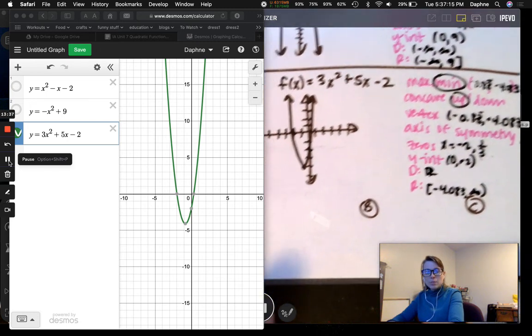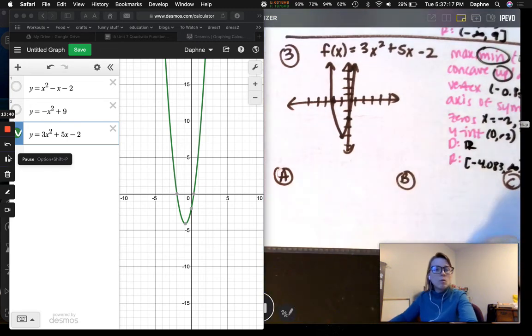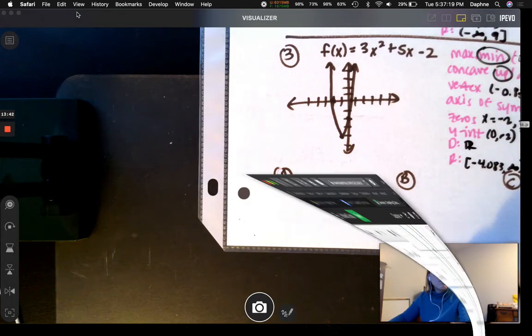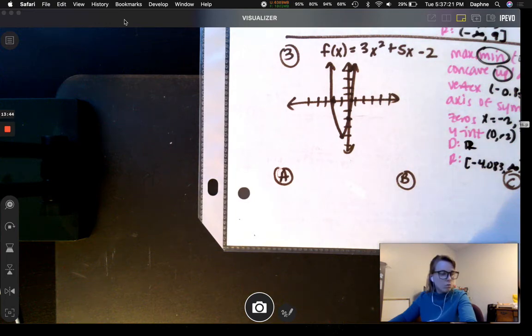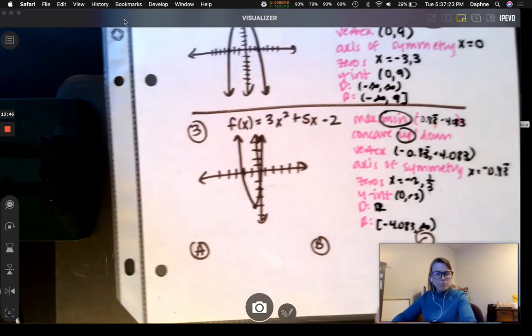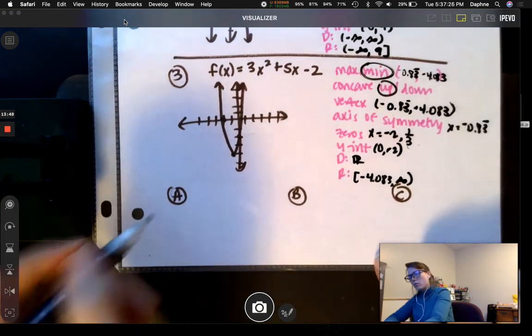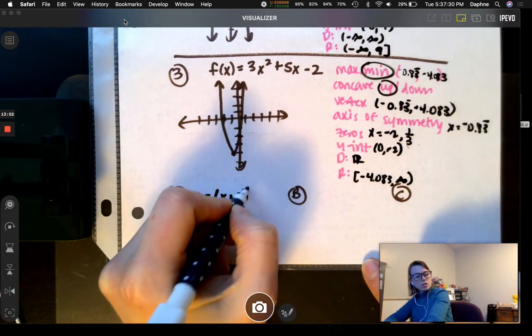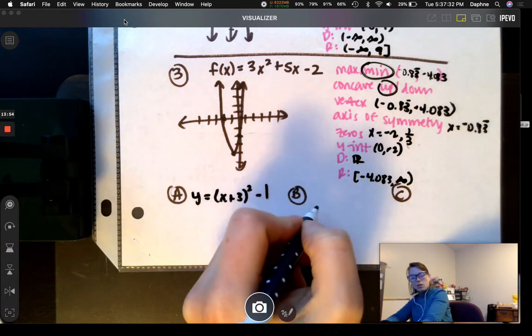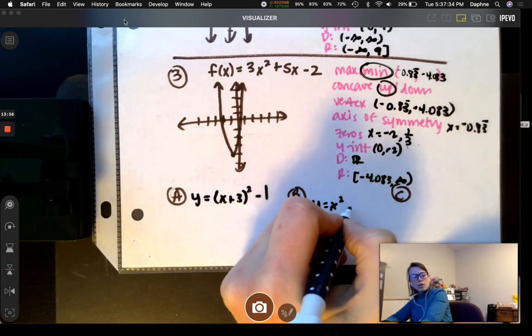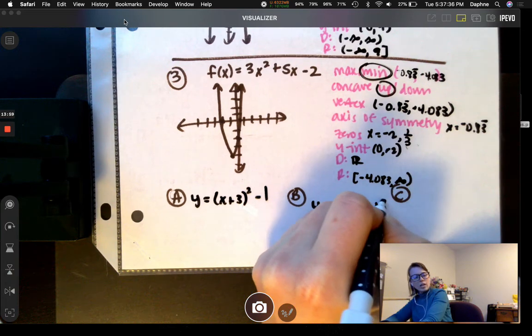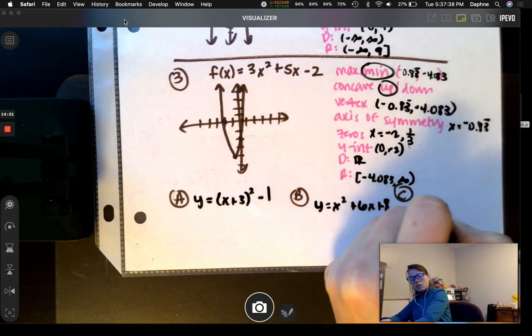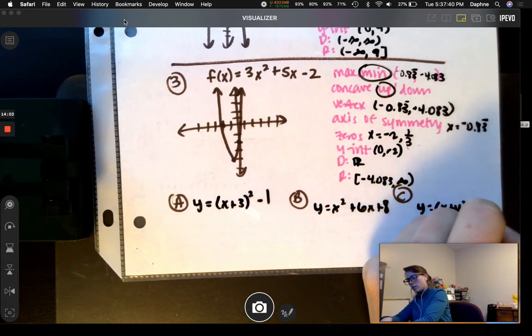And then the last piece is going to be A, B, and C. I want you to wonder about this. So there's my stuff. Okay. So I want you to wonder. We have y equals (x plus 3) squared minus 1, y equals x squared plus 6x plus 8, y equals (x plus 4)(x plus 2).